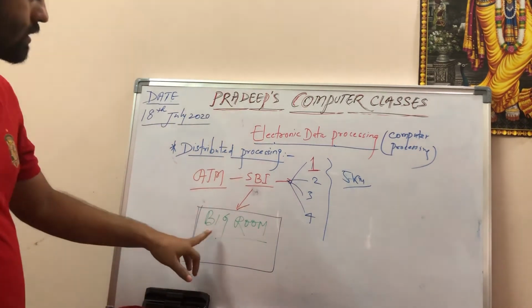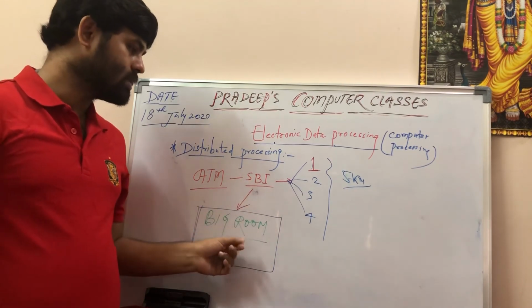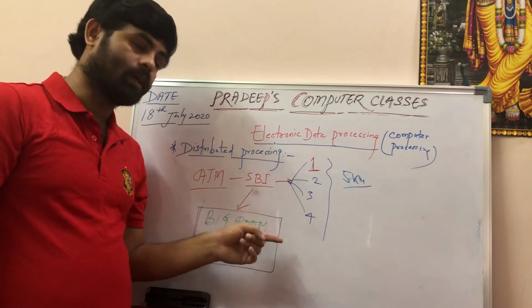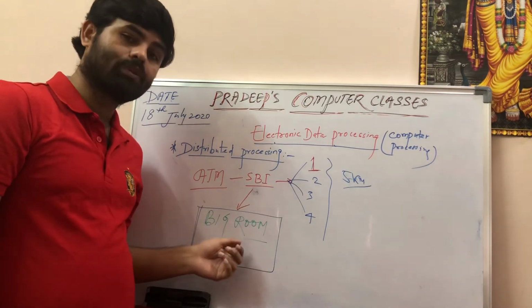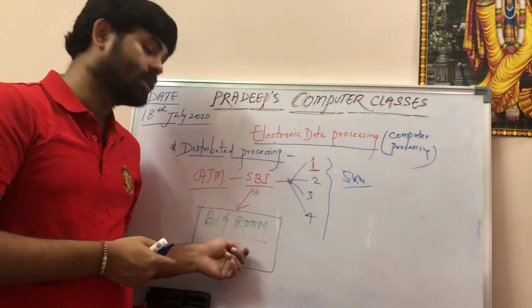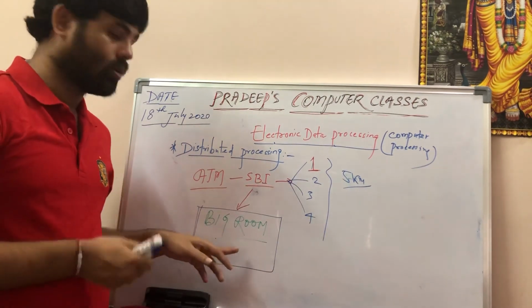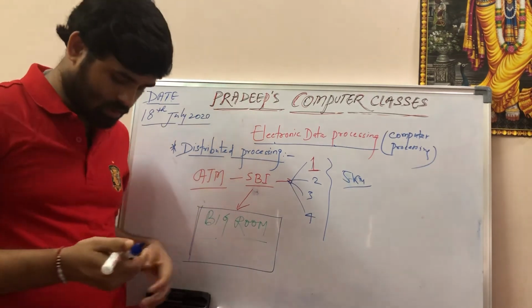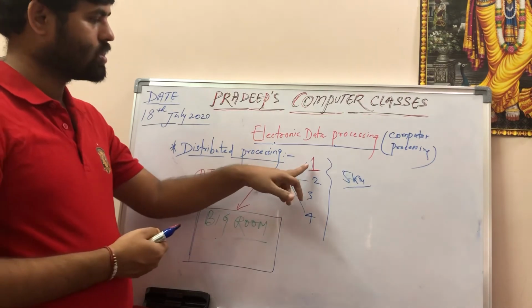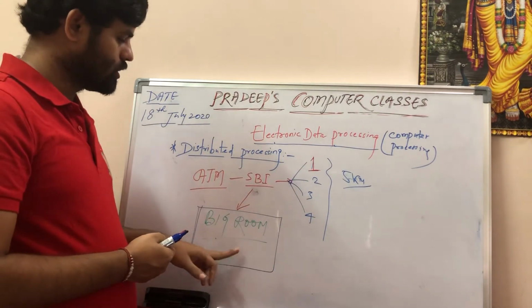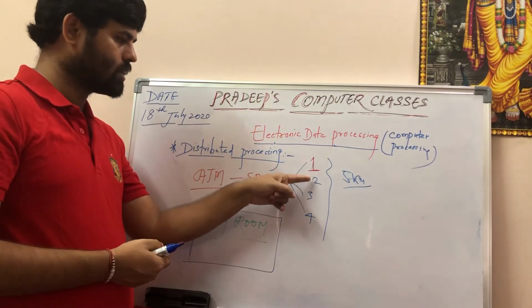So that means there is a big SBI room, and this is distributed at different places. This particular server room is present at one location, which contains all the data of your ATM card details and all. And SBI is distributed, because if everybody came to this particular location, it would not be possible. So they have given the distribution technique.